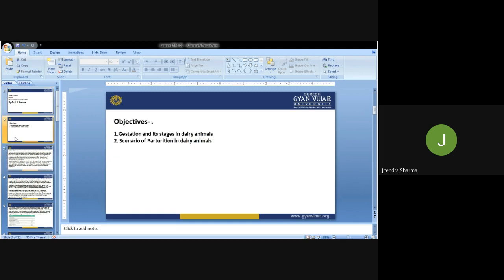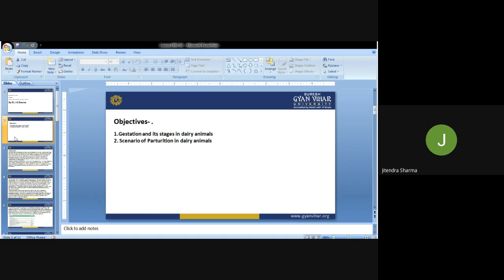The objective of discussion of this topic is that we will learn about the gestation and its stages in dairy animals, and will also learn about the scenario of parturition in dairy animals. We know that gestation is the period between conception and parturition, and that period is very important from the dairy economics point of view, because if the animal is pregnant, then we'll have the opportunity to have milk production. That is why the care of the animal during this period is of vital interest to the business.